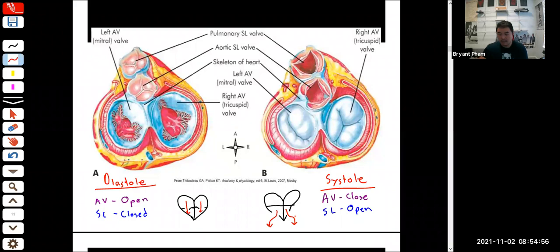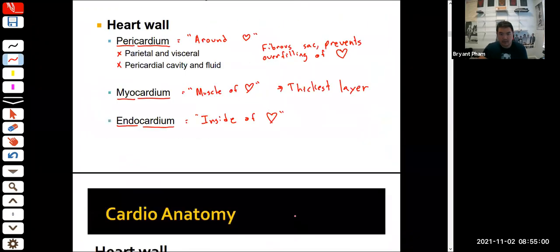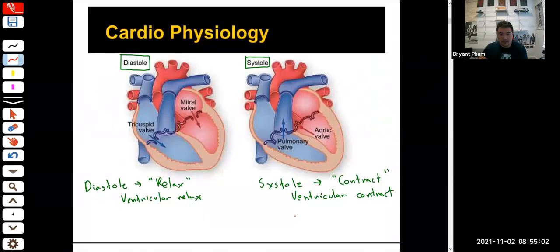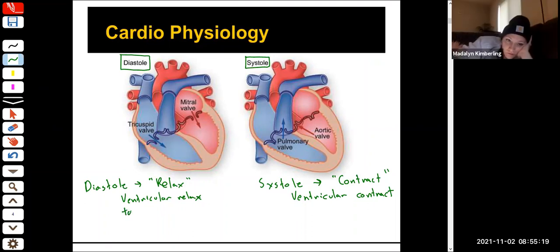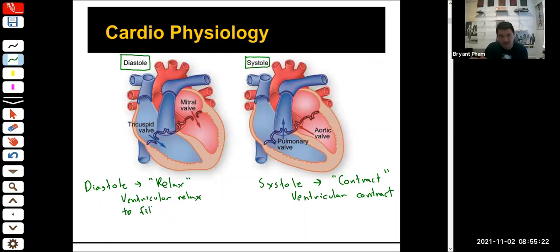So I'm going to scroll back up because those pictures earlier were a little bit better drawn. So this really helps explain what's going on here. Diastole, my ventricles are relaxing. Notice my AV valves are open. Why? What am I trying to do with diastole? Fill the ventricles. Nice.